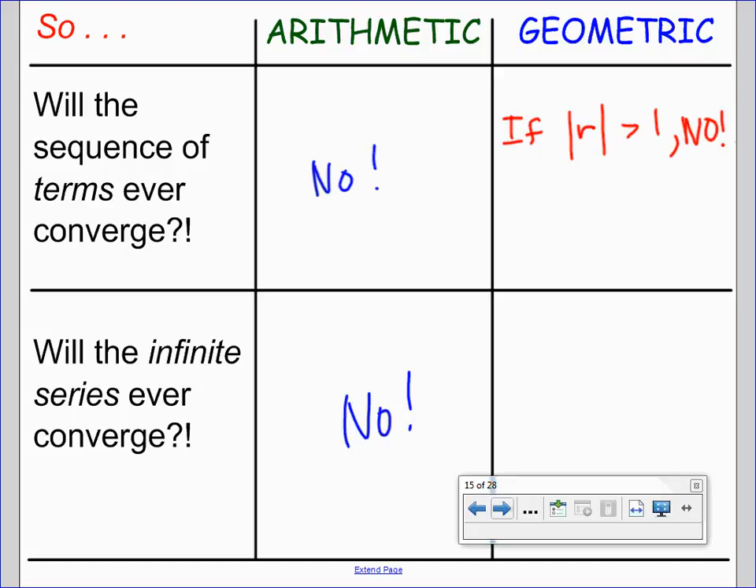So if my constant multiplier R, if the magnitude of R is greater than 1, then no. However, we just saw that if the magnitude of R was less than 1, then yes. What about if R equals 1?